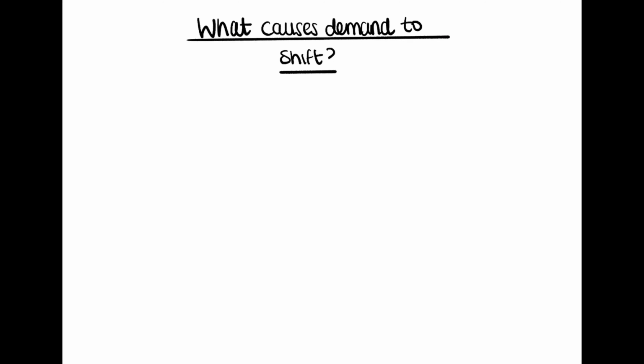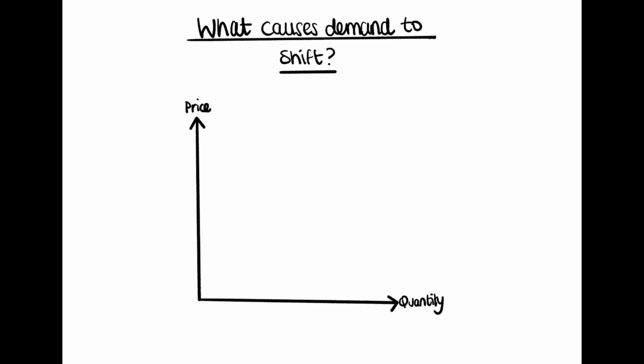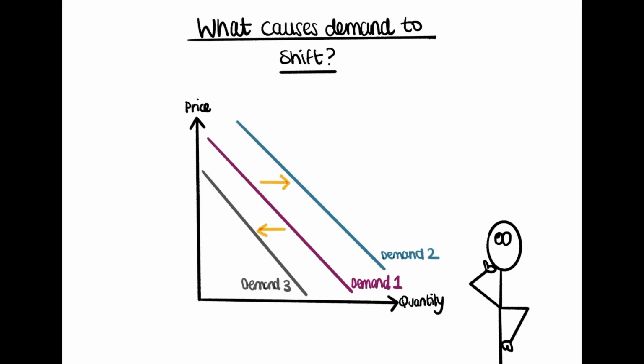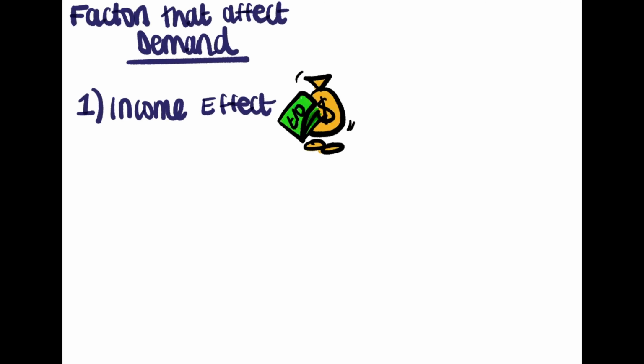Changes in factors other than the price of the product itself will affect the demand curve. Let's take a closer look at what these factors could be. The first factor is called the income effect. The idea behind the income effect is that as the price of a product falls, consumers' purchasing power increases.